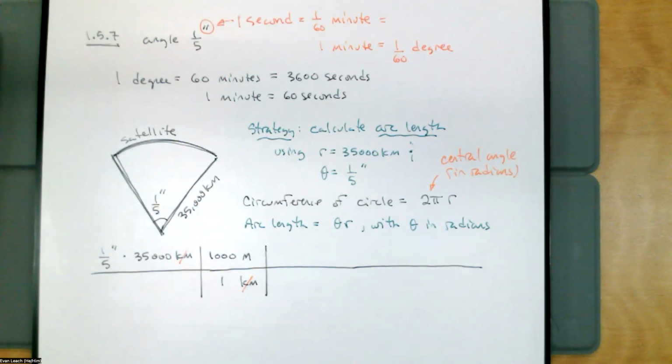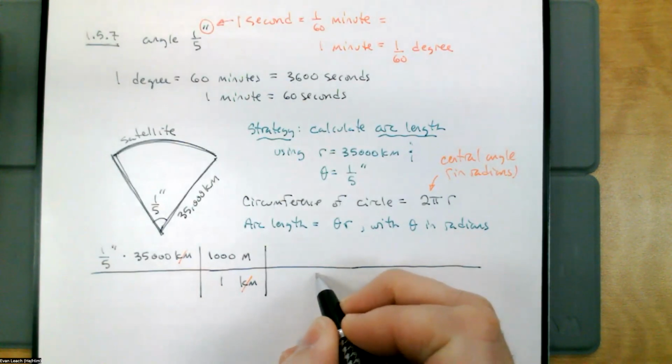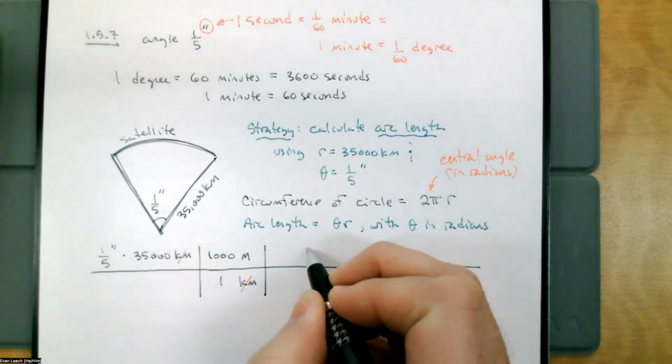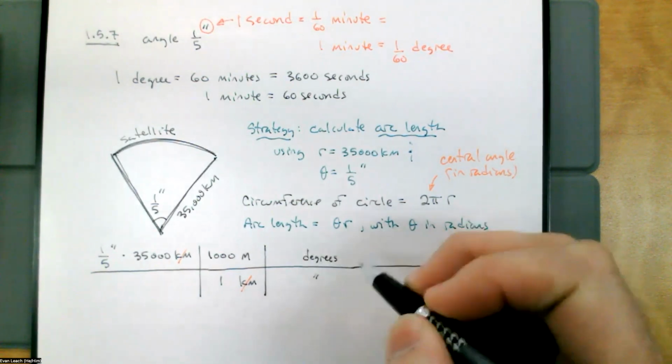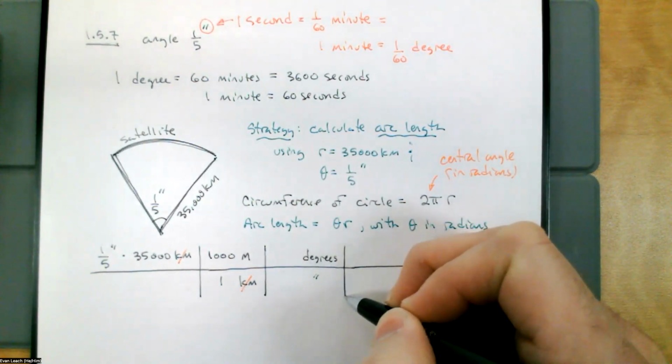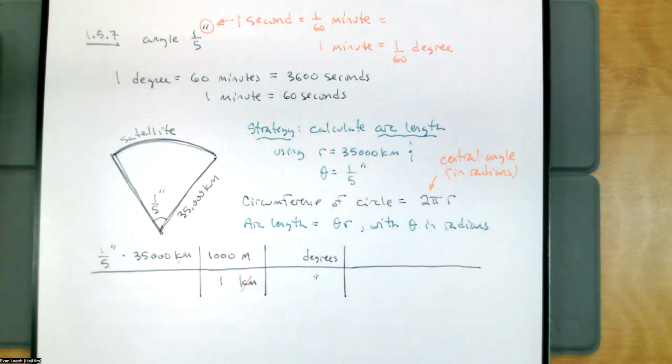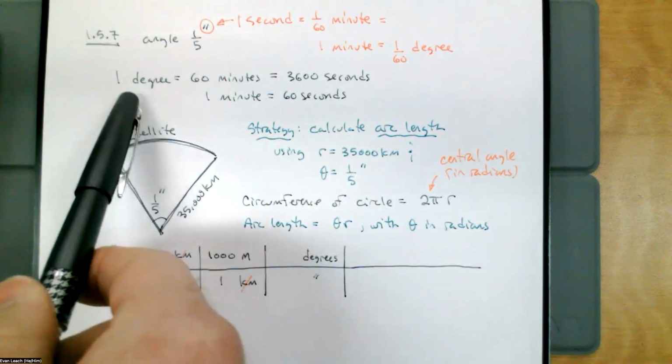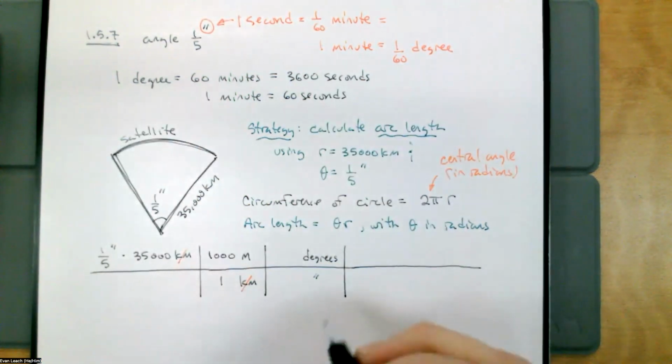That's not useful to us yet because we're looking at seconds. I can't cancel out degrees and seconds. That's not how it works. I need to convert my seconds into degrees. So if I've got 1/5 of a second, do I have a lot of degrees or very little degrees? Very little degrees. Mechanically, I want to cancel out seconds and replace them with degrees. And we know that 1 degree is 3,600 seconds.